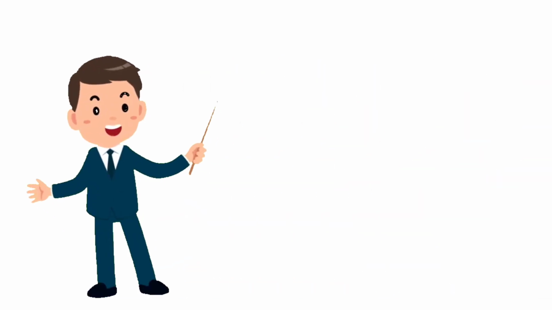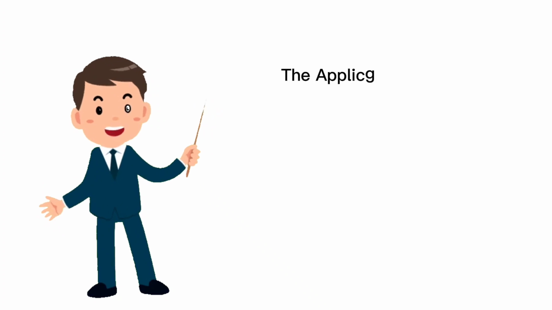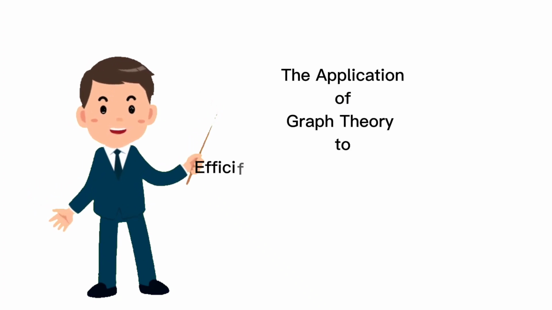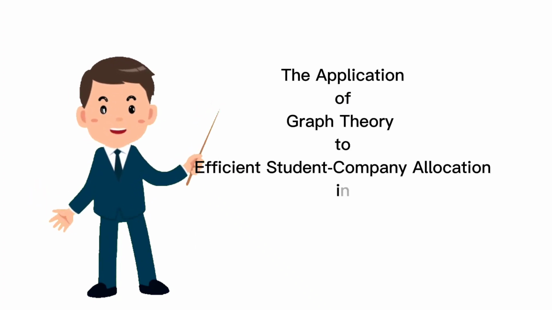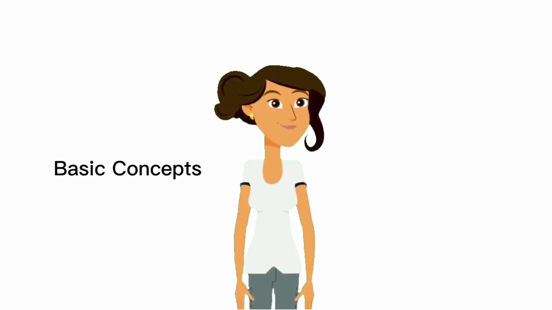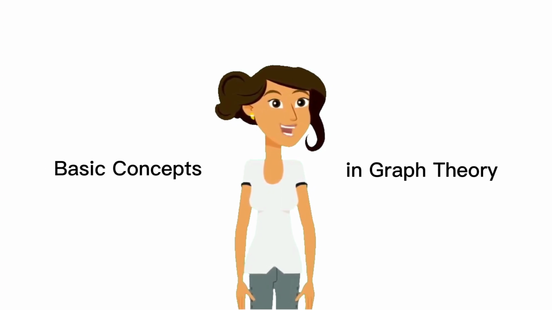In order to effectively solve this specific problem, let us take a closer look at the exposition entitled The Application of Graph Theory to Efficient Student Company Allocation in University OJT Programs. First, let us discuss the basic concepts in graph theory that are used to build up the technique for efficiently allocating students to companies.